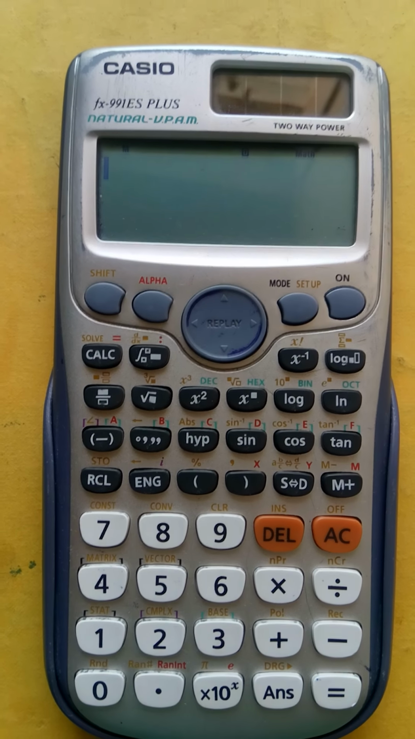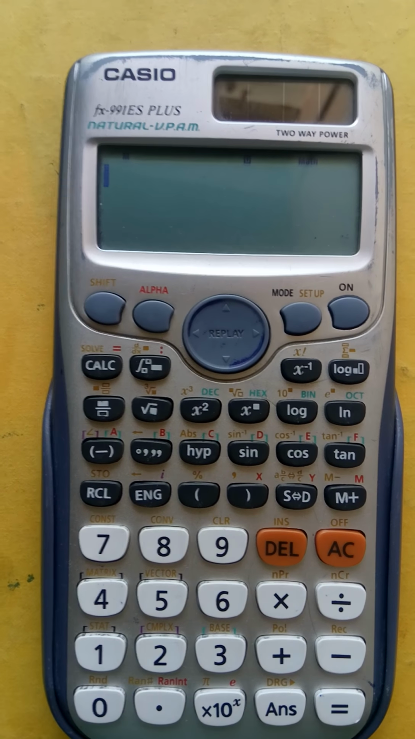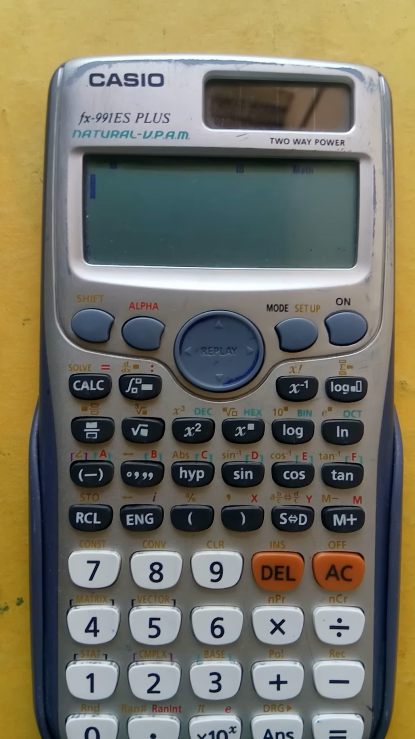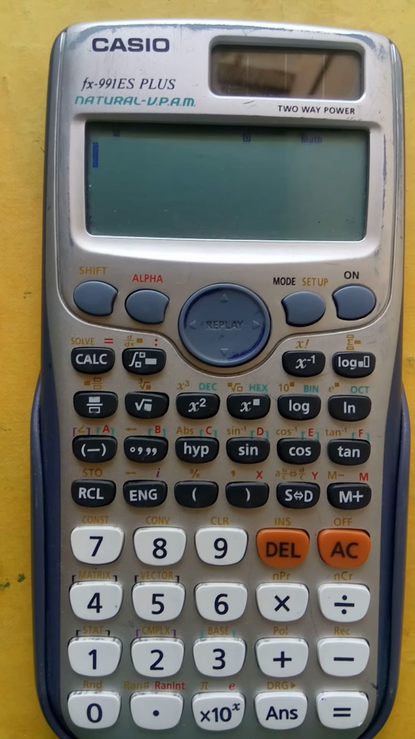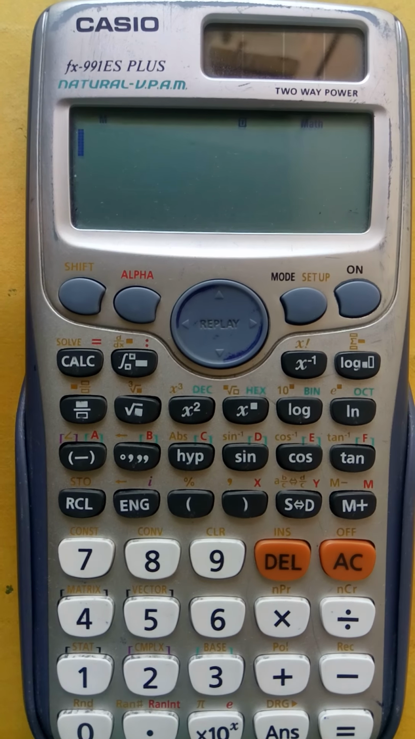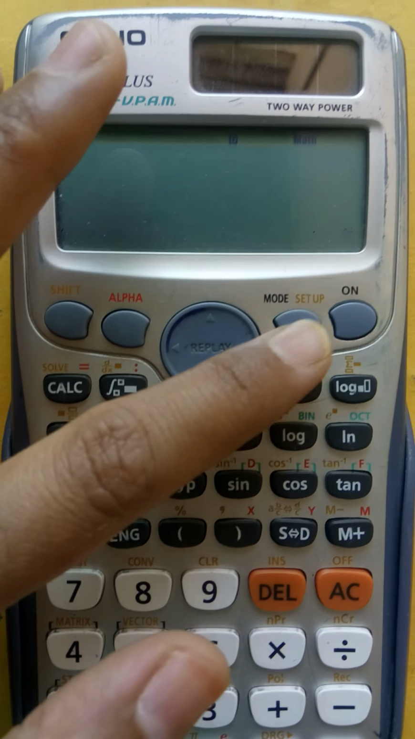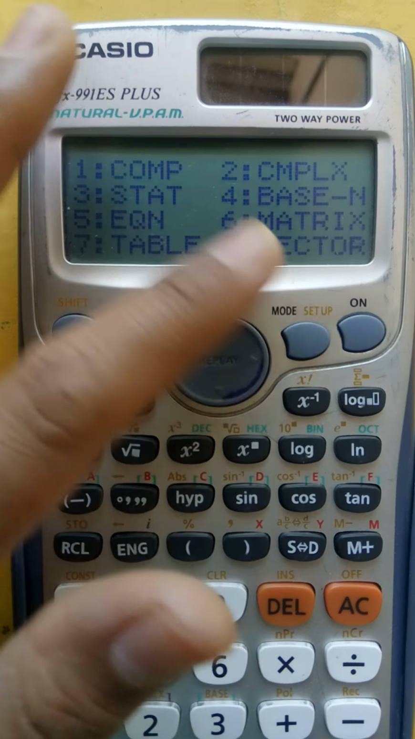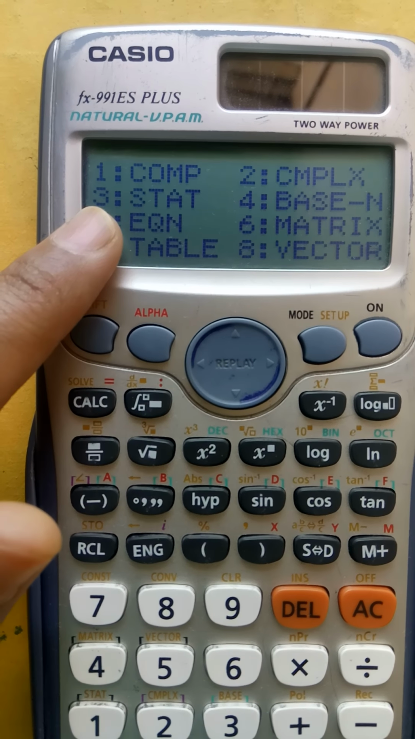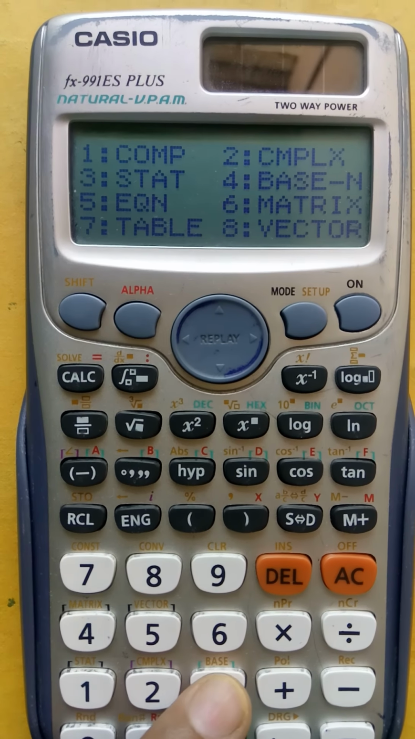Hello everyone. Today we are going to discuss how to use calci for statistic operation. In the last lecture we have already discussed how to use calci for matrices. Now we are going to discuss statistics. The same way, we first click on the mode button to set our calci in statistical mode. Corresponding to statistic there is 3, so we click on the 3 button.